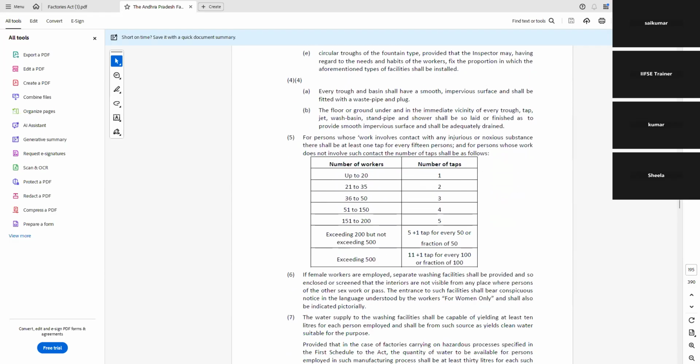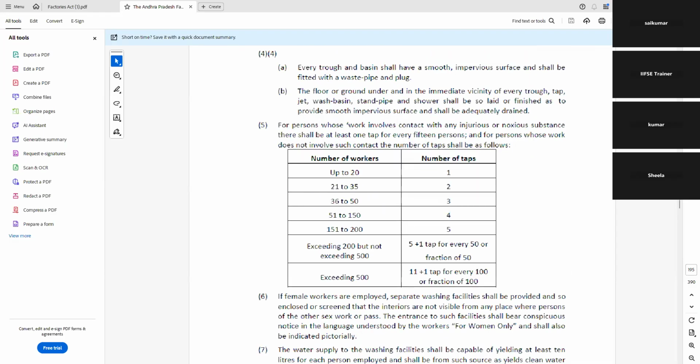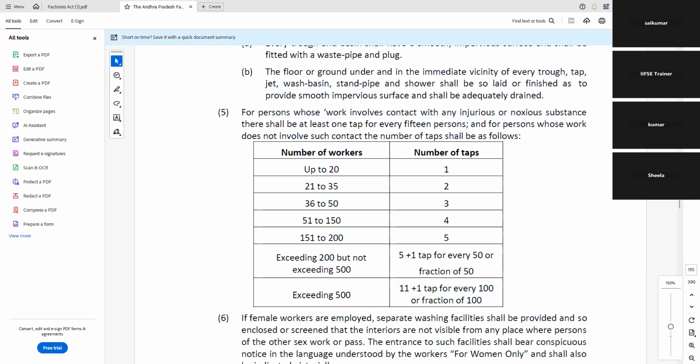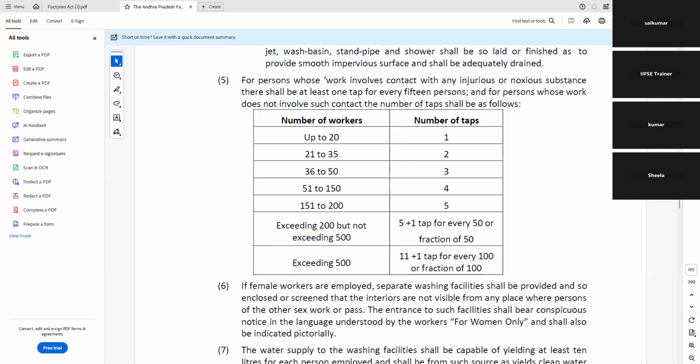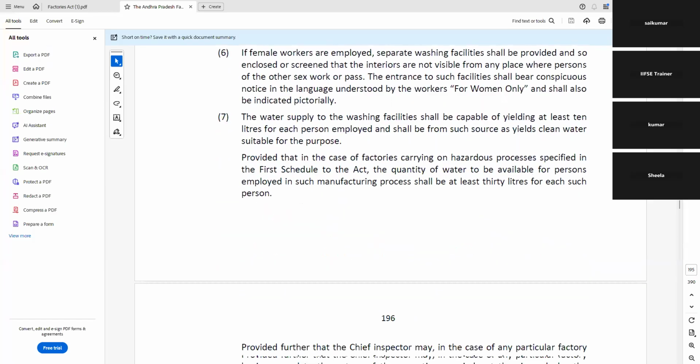So regarding the washing facilities, we have certain requirements, I mean, the number of taps to be provided. Here we have the list. You can refer even to this AP Factories Rules also. It is open source, so you can directly download it from Google itself.